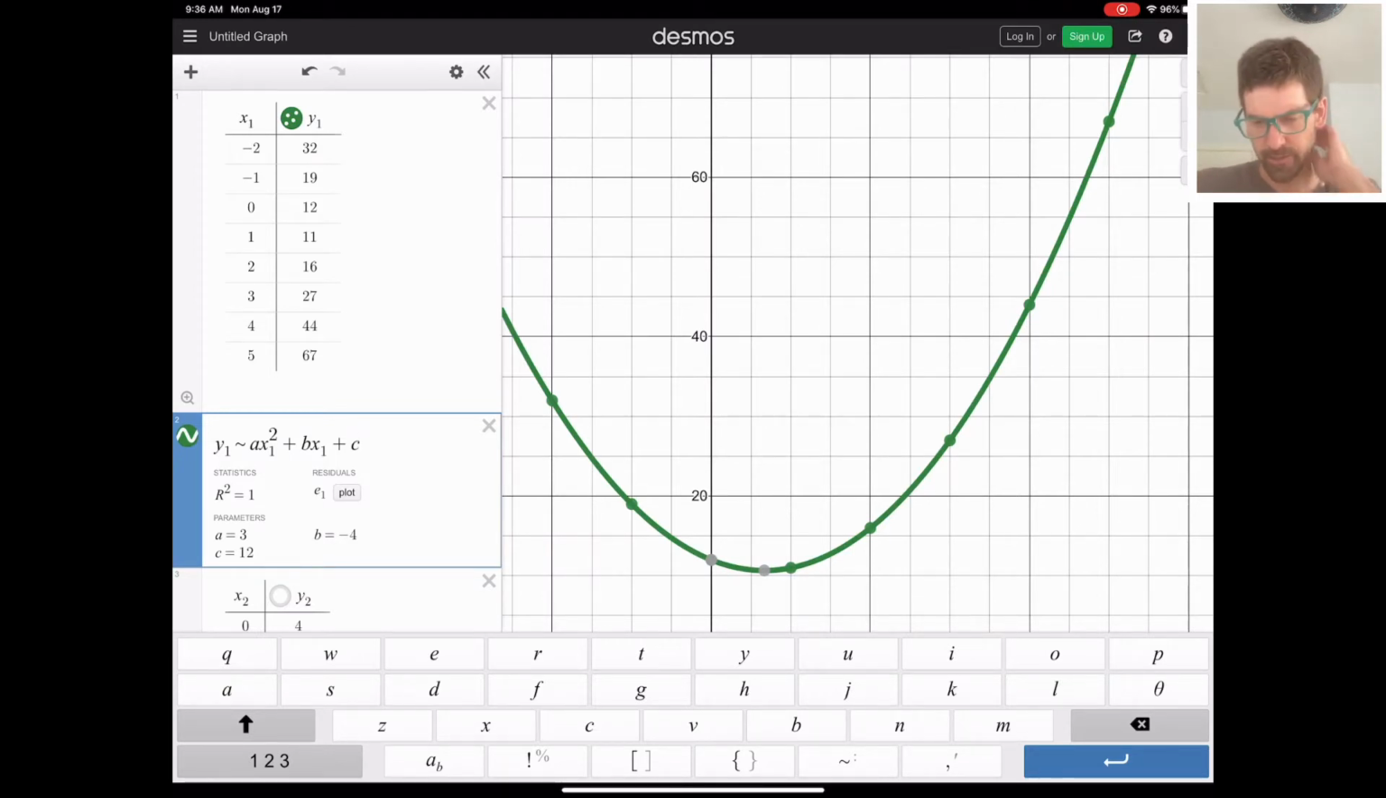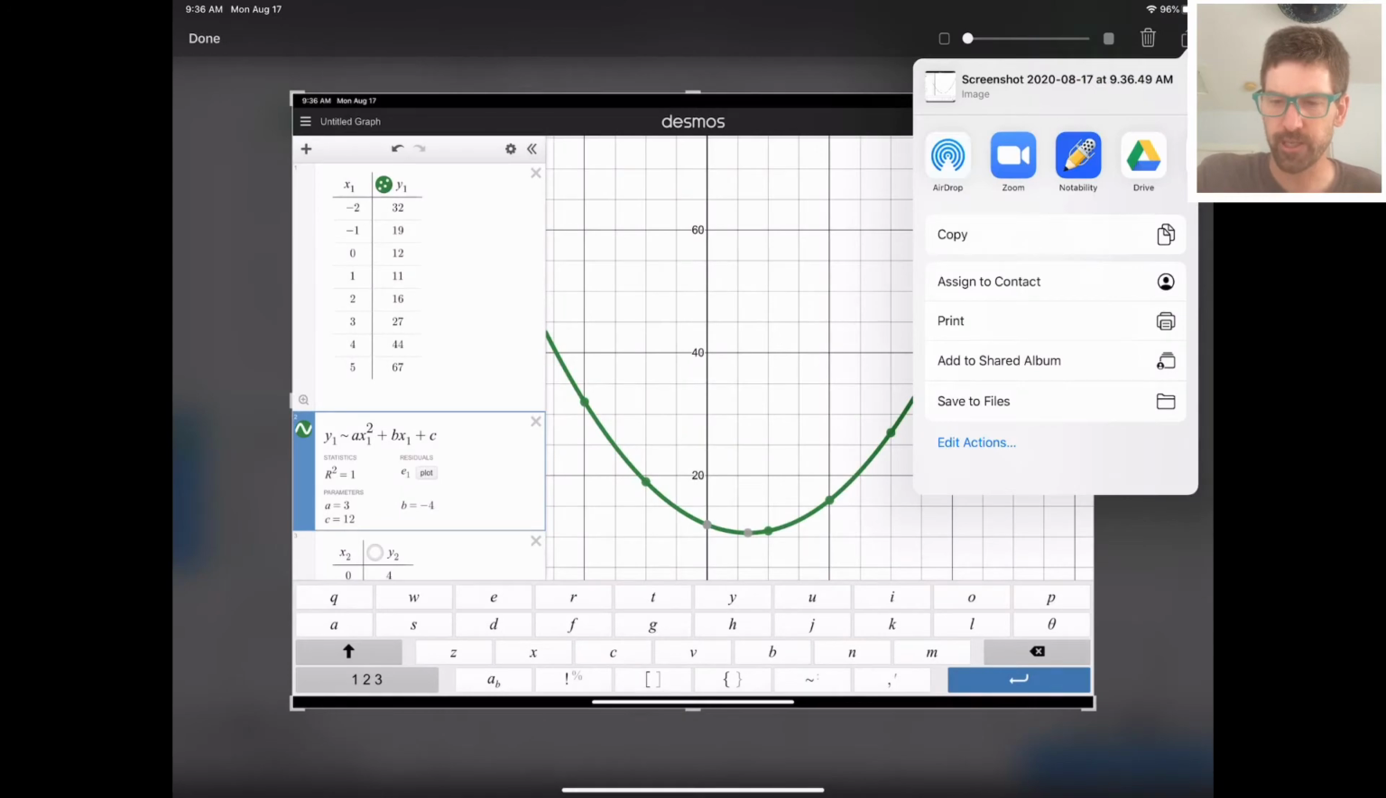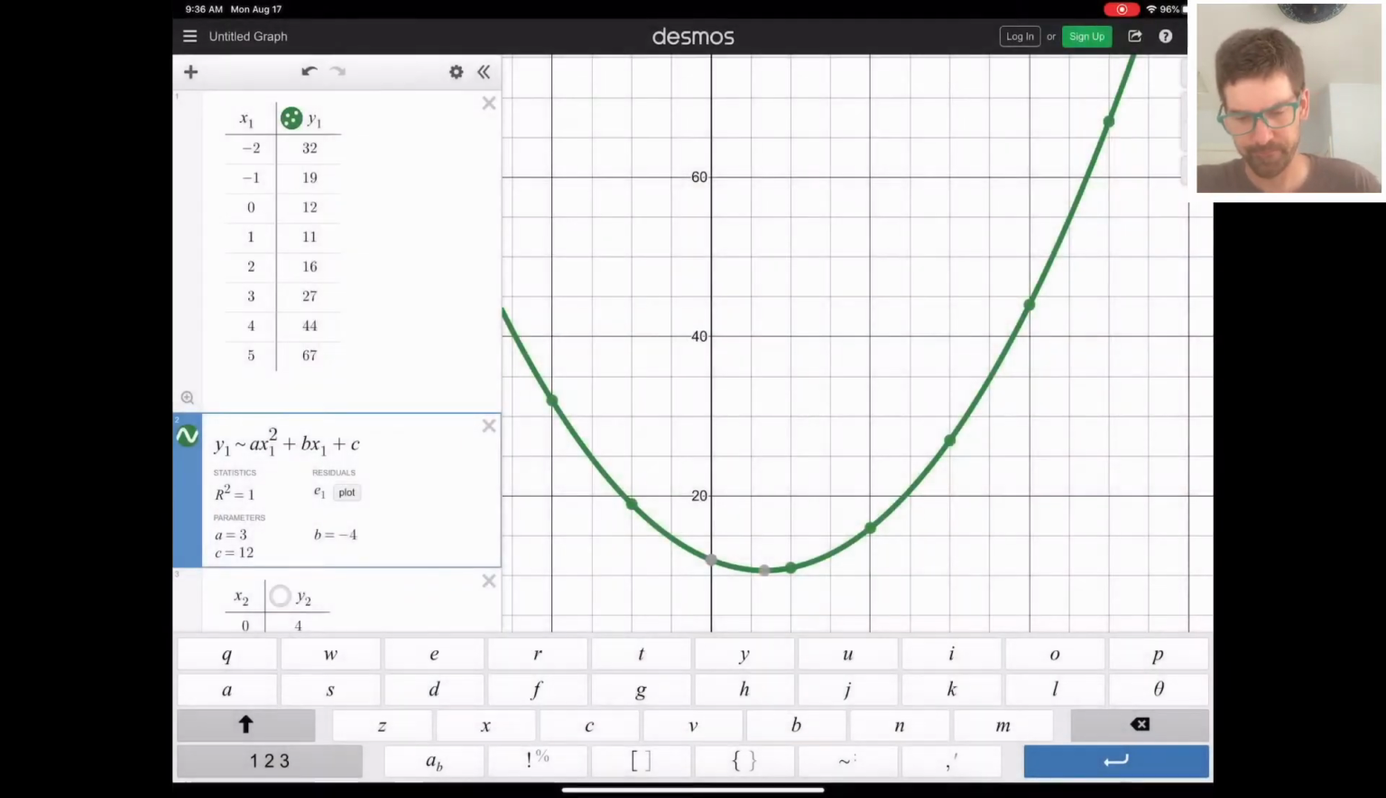So it looks like the function matches the data pretty well. I'm going to copy this and bring it over to my note app so I can actually annotate it a little bit and help explain what's going on.